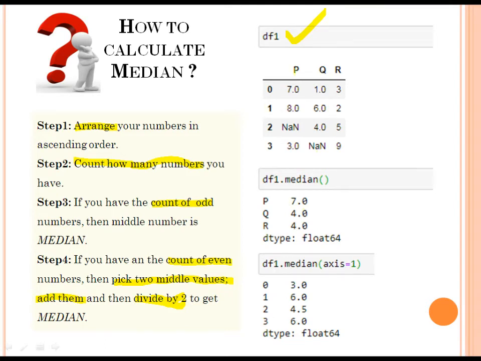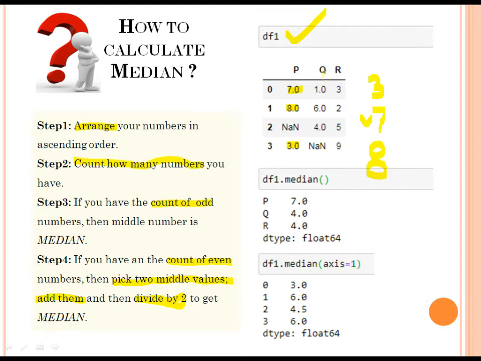See, in the P column we have 3 values, 7, 8 and 3. So first of all we have to arrange them. So children, when I'll arrange them, I'll get first of all 3, then 7 and then 8. So the median is 7.